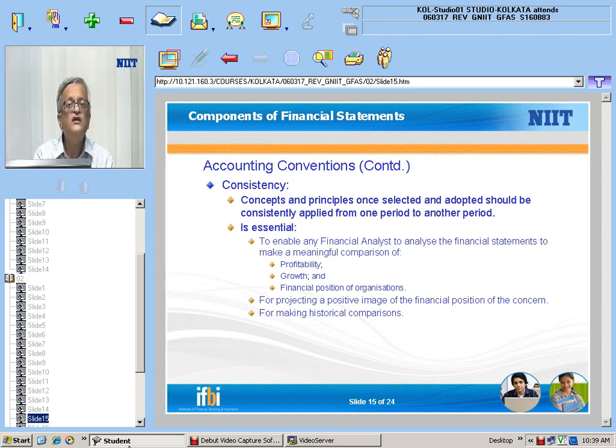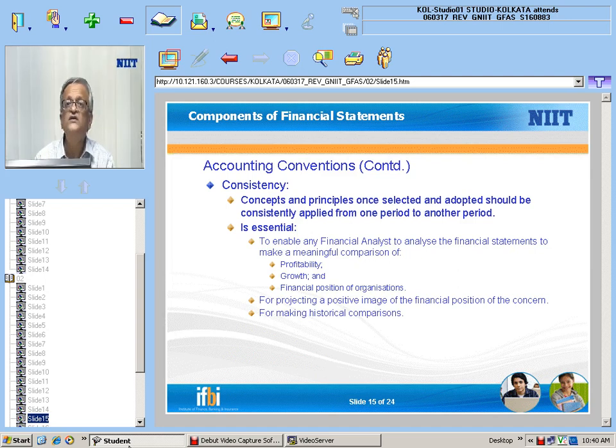Why? Because if there is no consistency, then comparison becomes difficult. You will not be able to understand how the organization has performed. What is the profitability position? What is the growth position? What is the financial position of the organization? You will not be able to understand. You will not be able to make historical comparison.